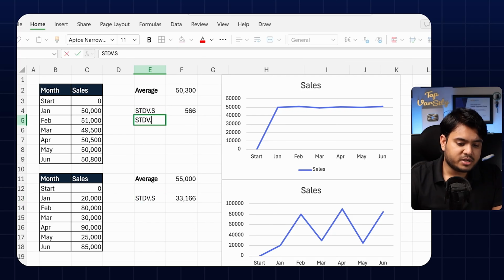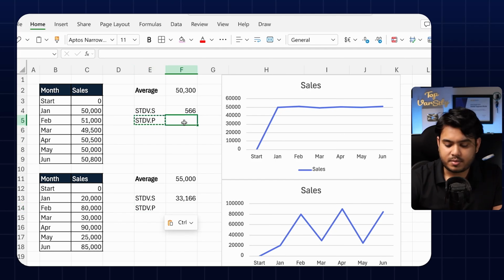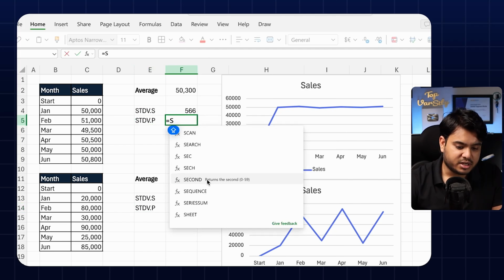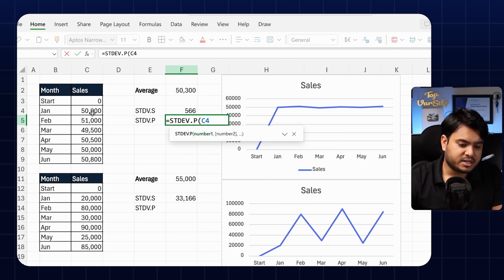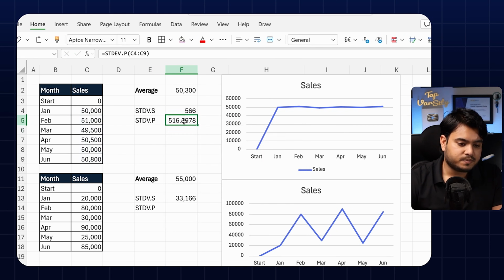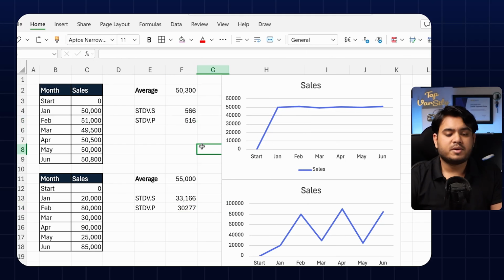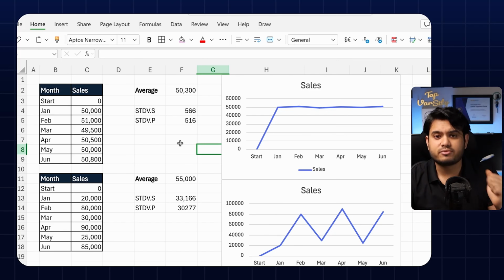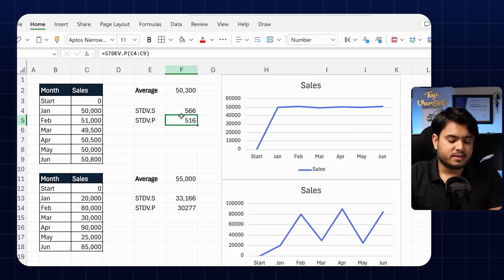We'll do the same for the population also. We'll write the population formula over here. So I am writing standard deviation population again and selecting this data. Just remember, the variation between S and P will not be too much because it's only n minus 1, and you have 10 or 11 values. That's why it will not make that much difference.